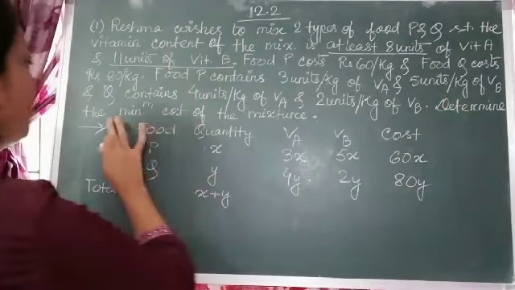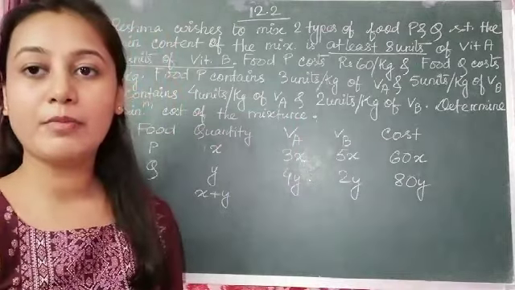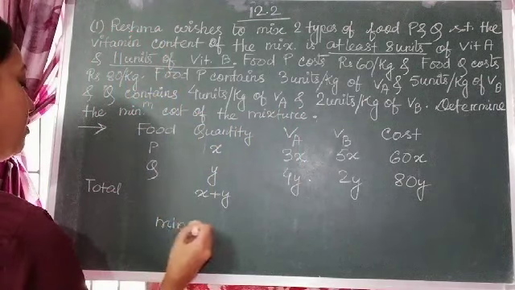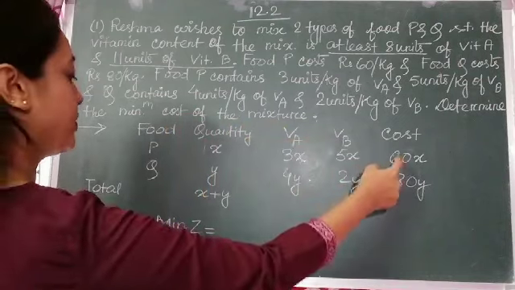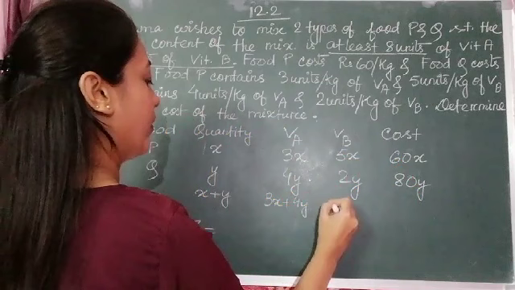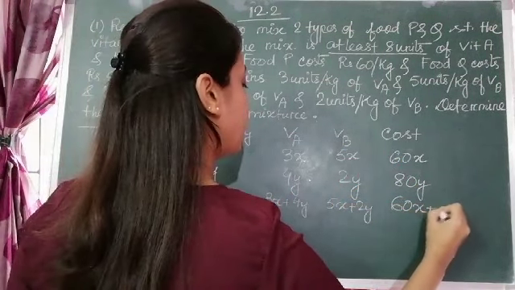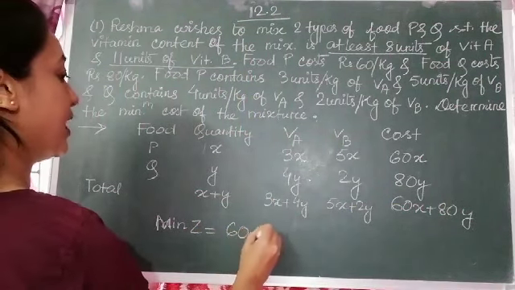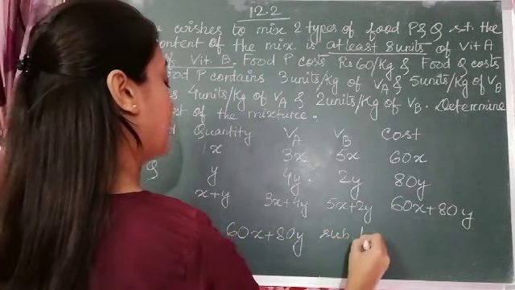So your final question is determine the minimum cost of the mixture. So you are given to find the minimum cost of the mixture, hence objective function will be equals to minimum of Z, that is equals to minimum cost of the mixture, that is total will be equals to, let me write the total for this and the rest also. This is the total cost, 60X plus 80Y. So minimum of Z is equals to how much here? 60X plus 80Y. Subject to the constraints.